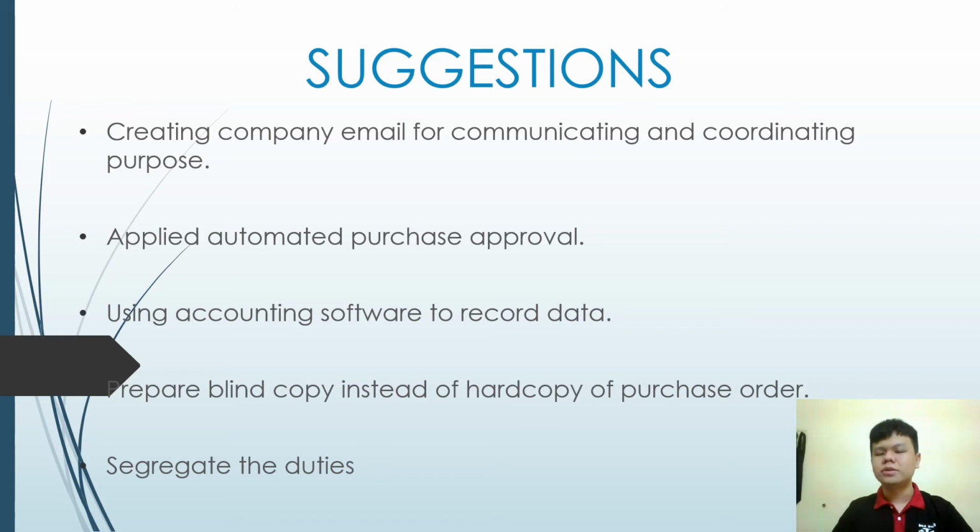So the second suggestion, for the second risk, is that Roga Roga Enterprise should apply automated purchase approval to ensure purchasing of inventory is done immediately when it is necessary to replenish the stock, to prevent missed sales that cause cost inefficiency. So the third suggestion is that the company should apply software such as Account in bookkeeping to ensure the data key-in is correct and accurate.